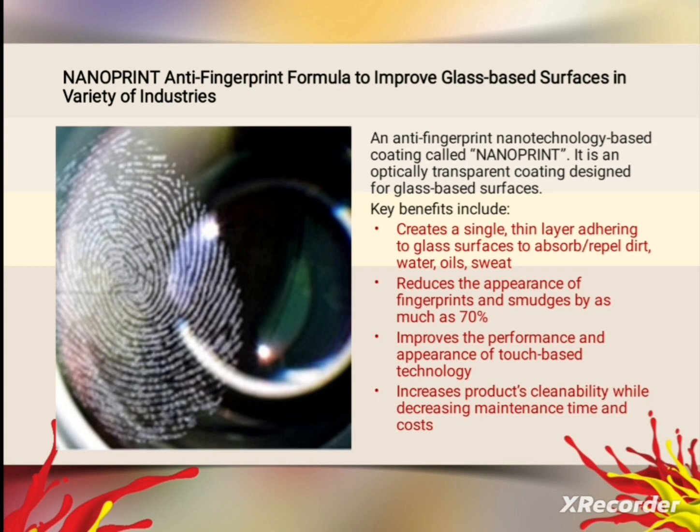The last application for nano coatings is the anti-fingerprint formula, which improves glass surfaces in a variety of industries. This anti-fingerprint formula is also called nanoprint, and its key benefits include that we can create a single thin layer which adheres to the glass surface and repels dirt, water and the oil or sweat which are present on the glass surfaces. Secondly, it reduces the appearance of fingerprints by as much as 70%, and it increases the product's cleanability while it decreases the maintenance time and cost.